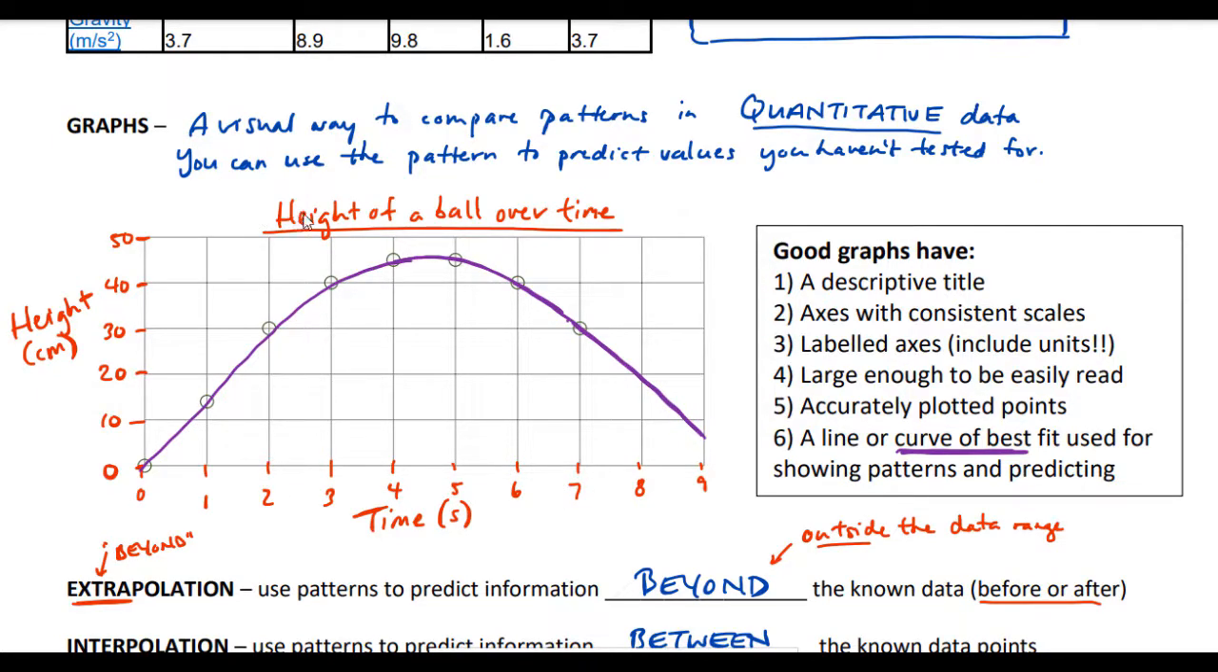So here I got a nice descriptive title. You learned this back in elementary school. You need a good title. You need to have the axes themselves. This is the y-axis and the x-axis. Every box has to be the exact same amount. So if you decide that this first box here is going to be worth 1, then this second box has to be 1 as well. Has to be 1, has to be 1.